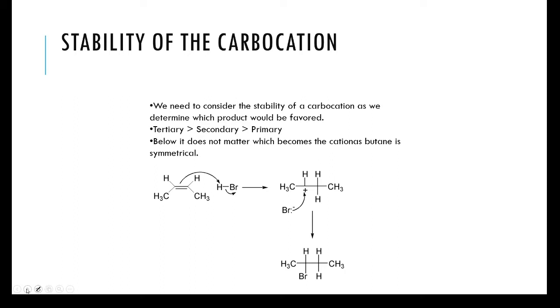All right. So, again, stability of the carbocation. Remember, a tertiary is more stable than a secondary, and a secondary is more stable than a primary. In something that's symmetrical like this here, which is 2-butene, it doesn't matter which one becomes the carbocation, because they're both the same. So if this left one became the carbocation, that's fine. The right one could also become the carbocation.